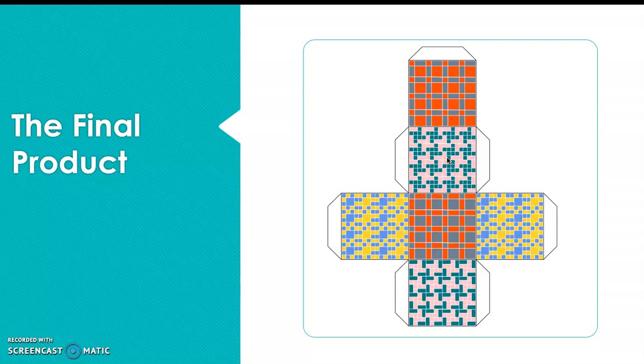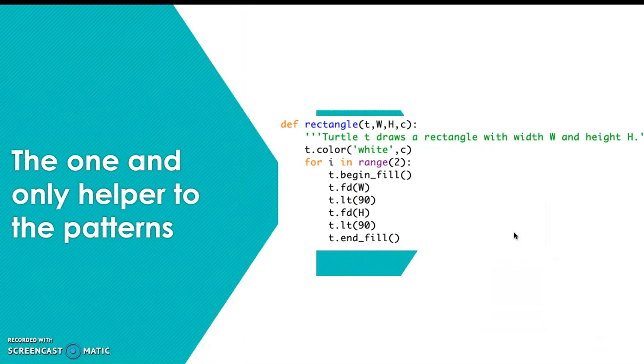So this is what my final product ends up looking like. As you can see, there are three different patterns. There's this one here in the orange and gray, this one here in the teal and pink, and this one here in the blue and gold. So I'm going to talk about how I did that here.